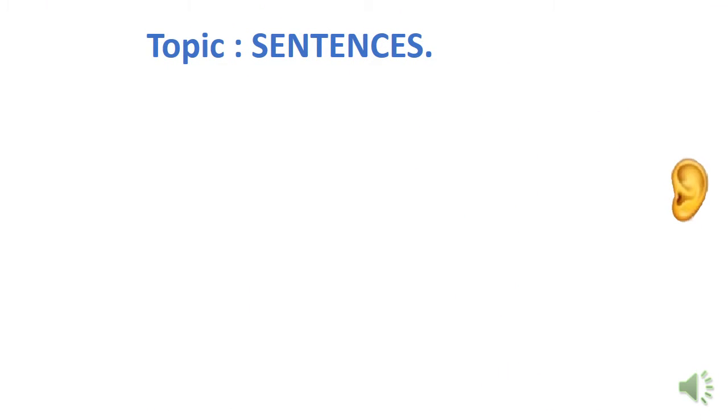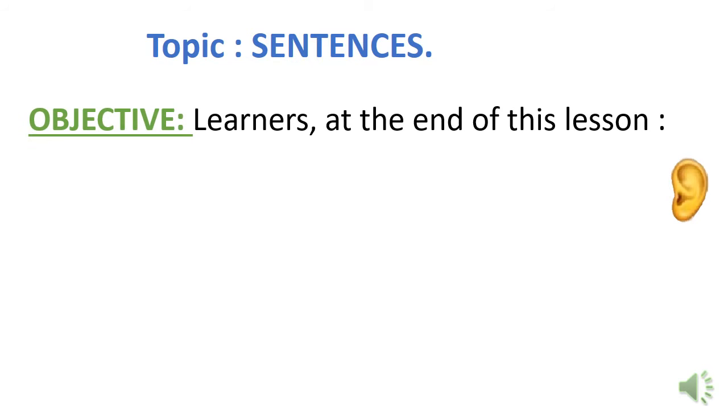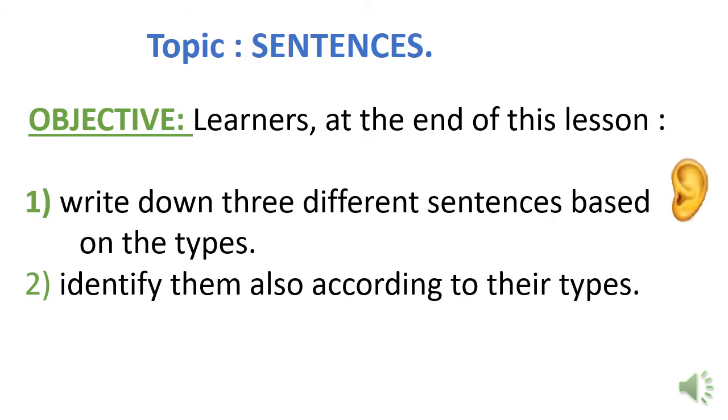Topic: sentences. Repeat after me. Sentences. All right. Now, after the lesson, you are to write down 3 different sentences based on the types. Two, you are to identify them also according to their types. Did you get that? These are what you are to do after the lesson.